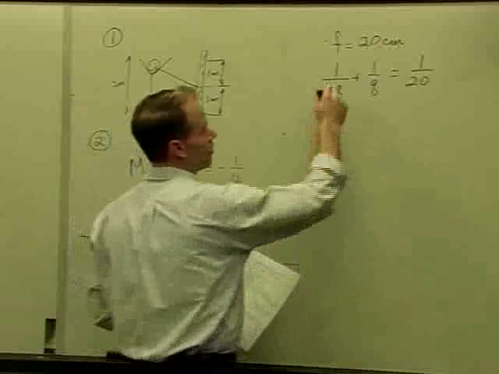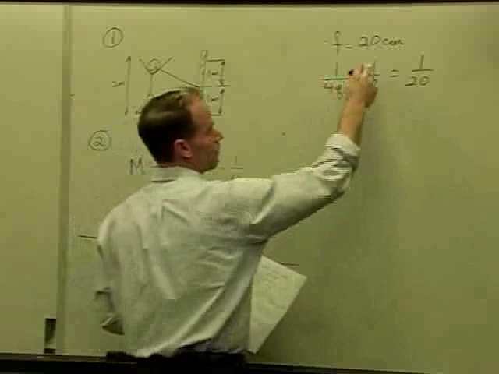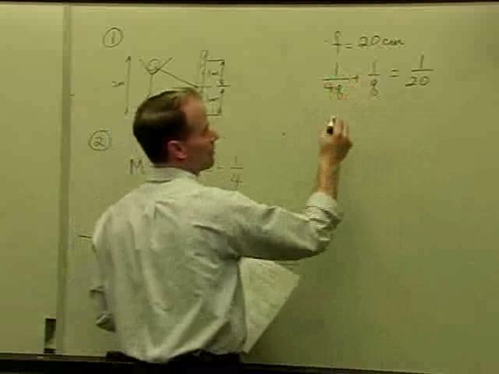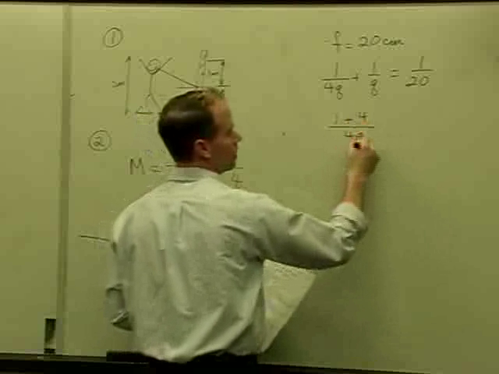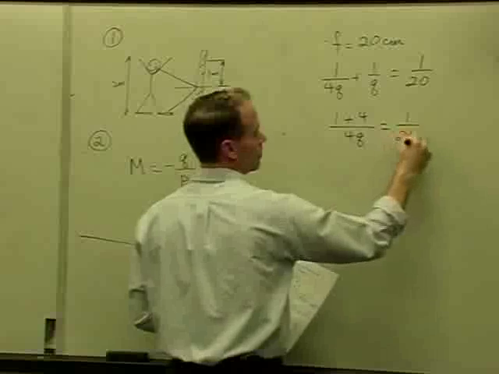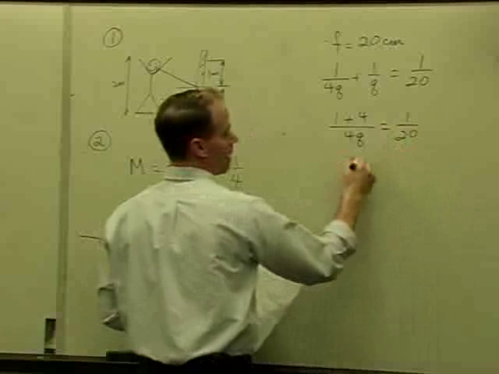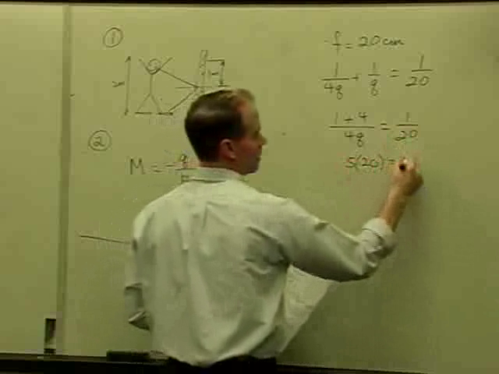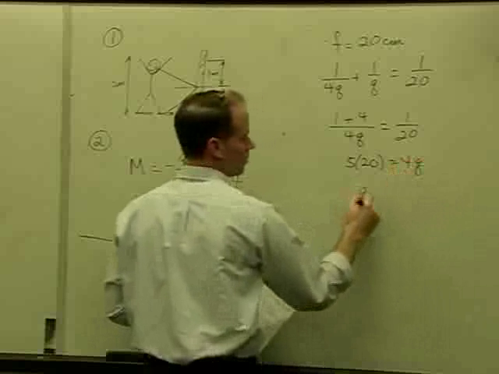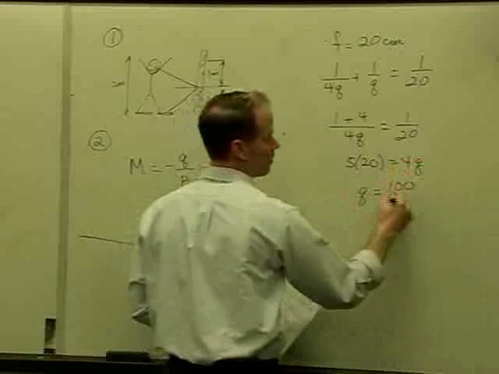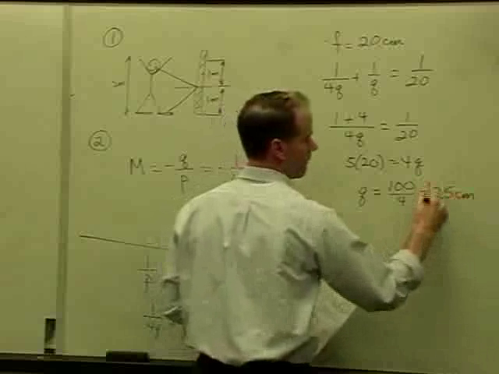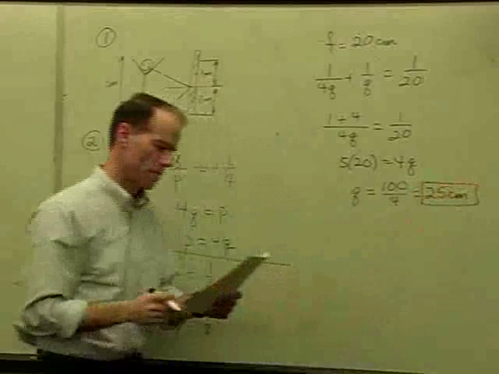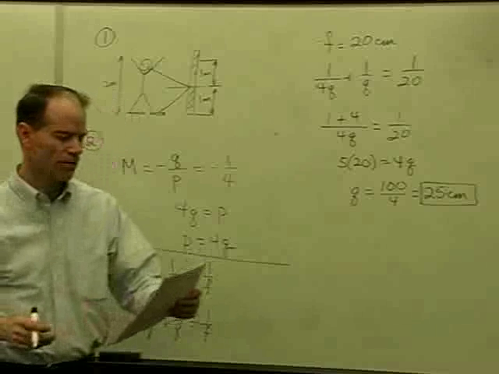And multiplying this by 4 over 4 to get a common denominator, we'll have 1 plus 4 over 4q equals 1 over 20, or we'll have 5 times 20 equals 4q, or q will equal 100 divided by 4, or 25 centimeters. So our answer is 25 centimeters.